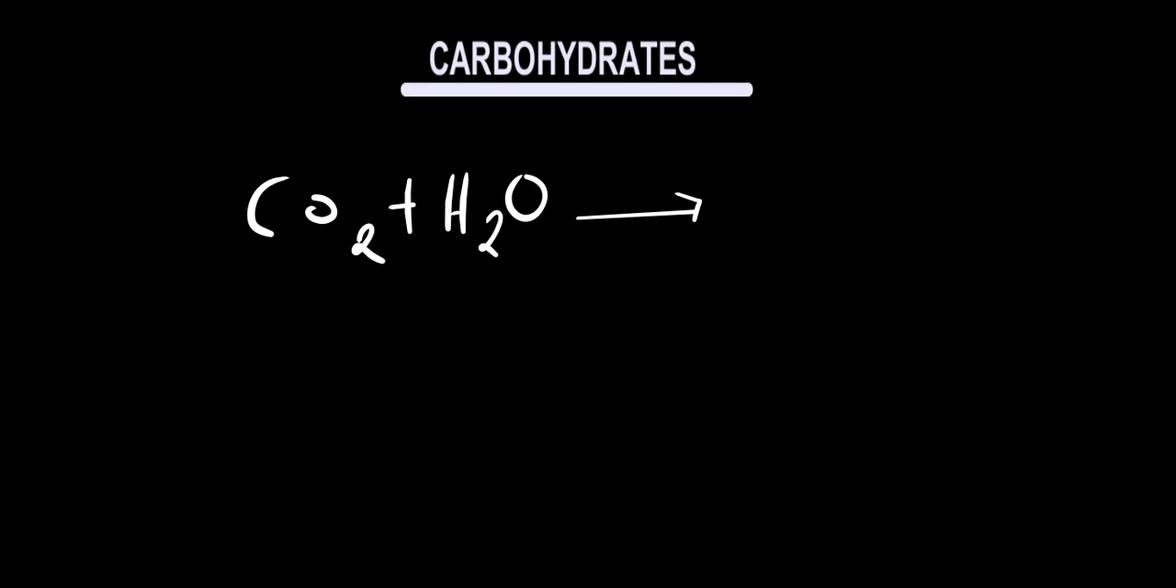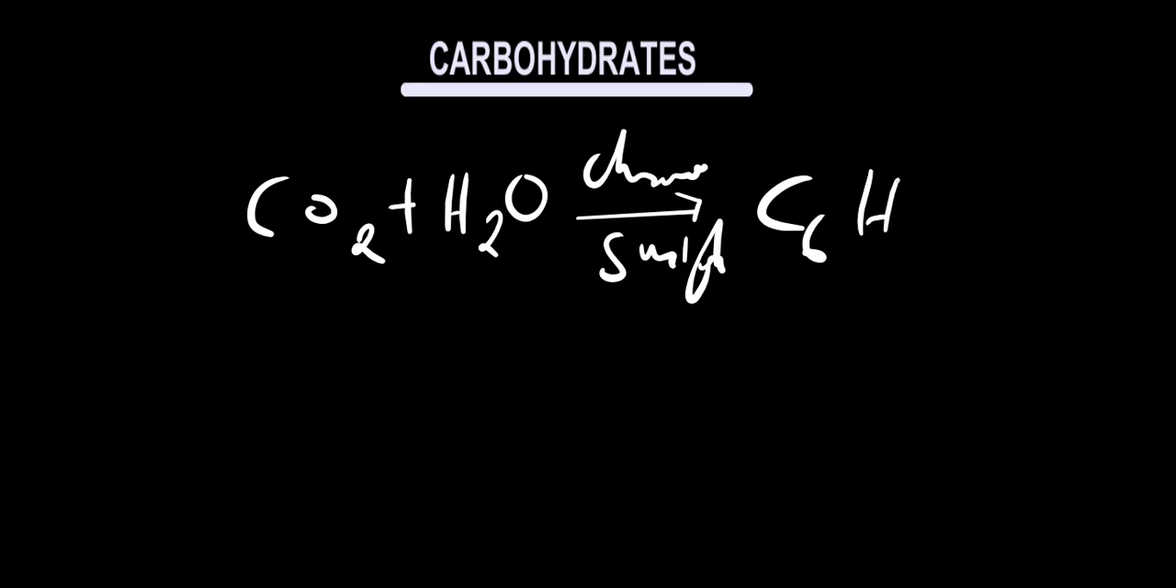Now the bulk of animal carbohydrates is usually derived from plants, and you know that plants make energy in the presence of chlorophyll and sunlight. This formula is well known. This is the formula for what we call photosynthesis, the process by which plants make their own food.